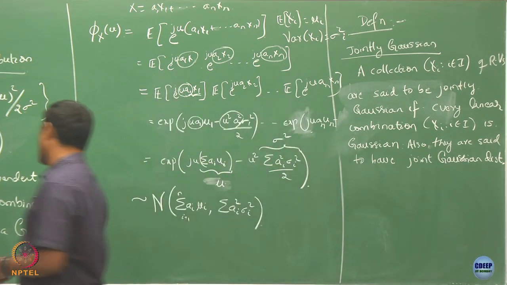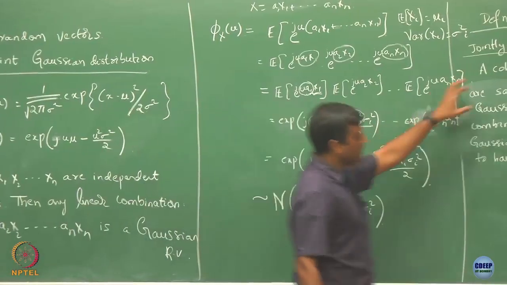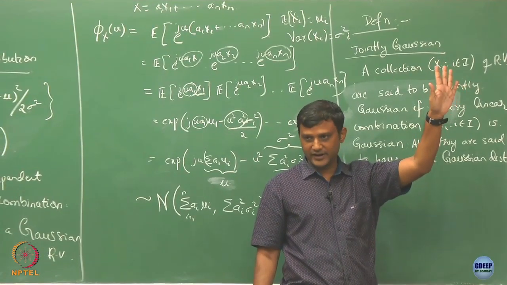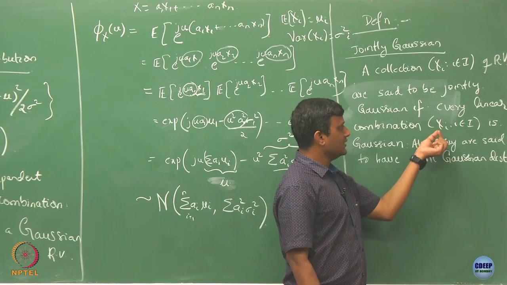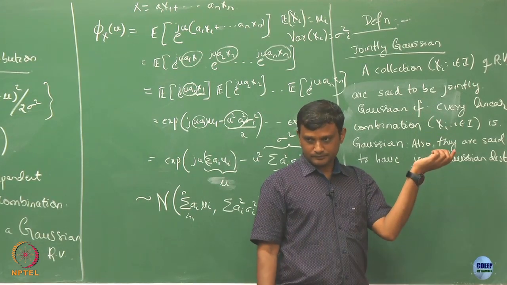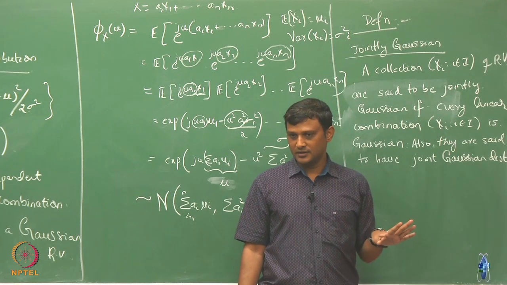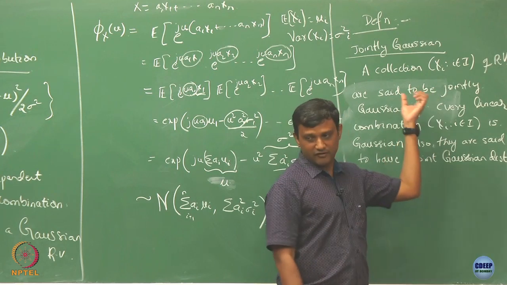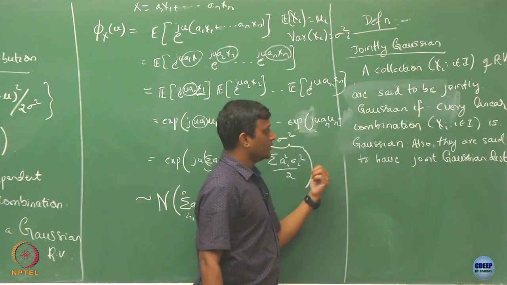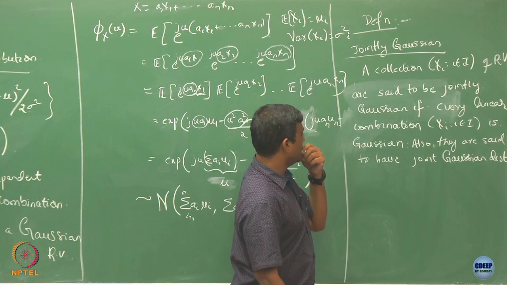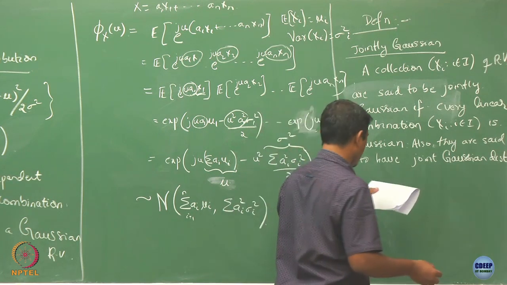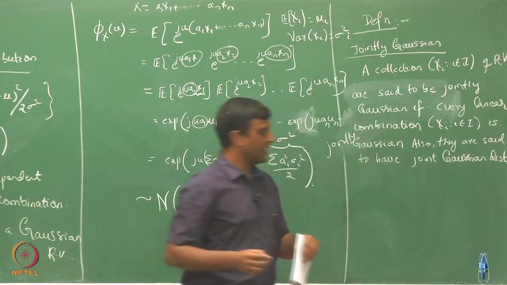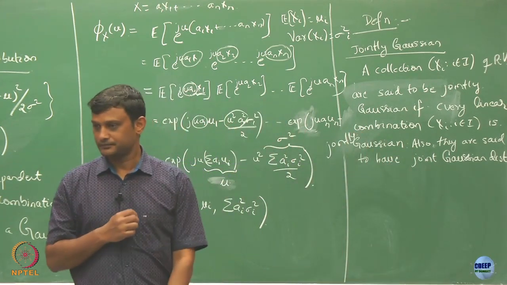So what we mean here is, you are given a set of random variables. If you take any linear combination of them, it should be Gaussian. If that is the case, then you are going to call this set of random variables jointly Gaussian, and they are said to have a Gaussian distribution.